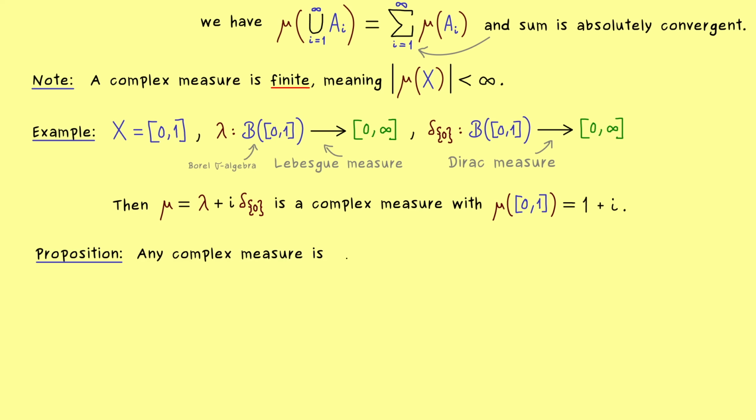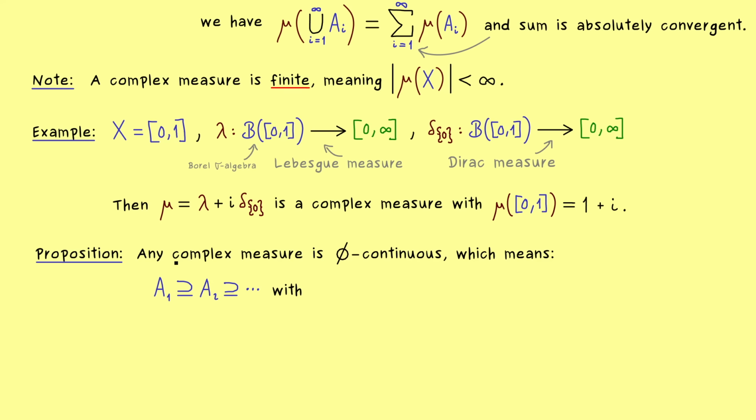But first let's discuss some important properties of complex measures. The first thing is that any complex measure is always continuous at the empty set. Which simply means if we make the set smaller and smaller that we put into the measure, then we also make the measure smaller and smaller.